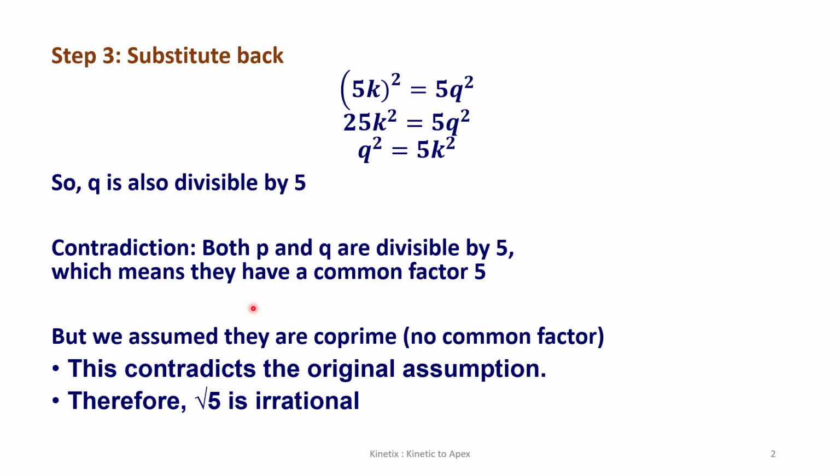But what we have assumed? We have assumed that they are co-prime and they have no common factor. That's why this contradicts our original assumption that root 5 is a rational number. Therefore, we are getting the conclusion root 5 is irrational. So this is all about the proof of root 5 is irrational number.